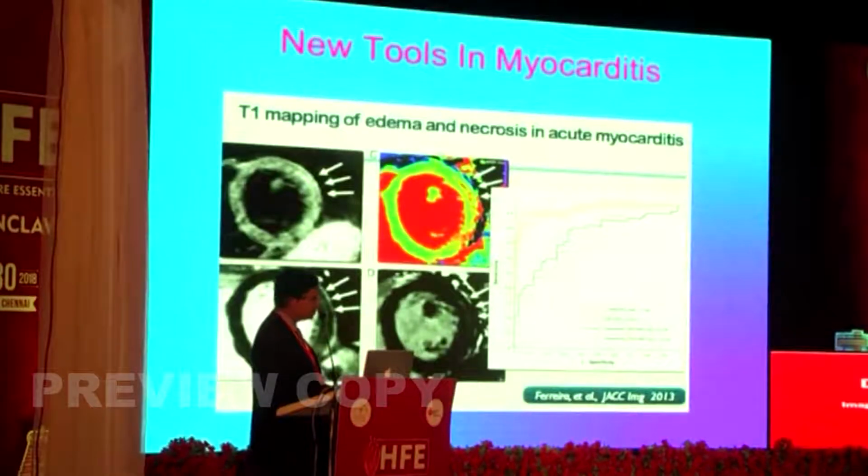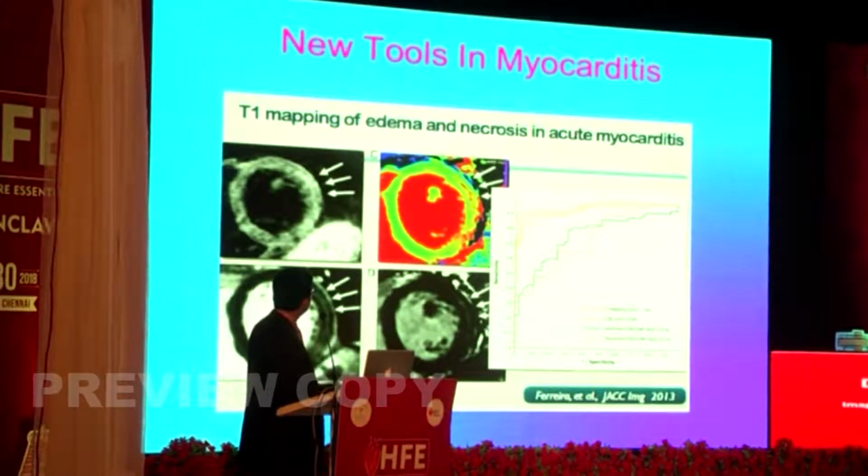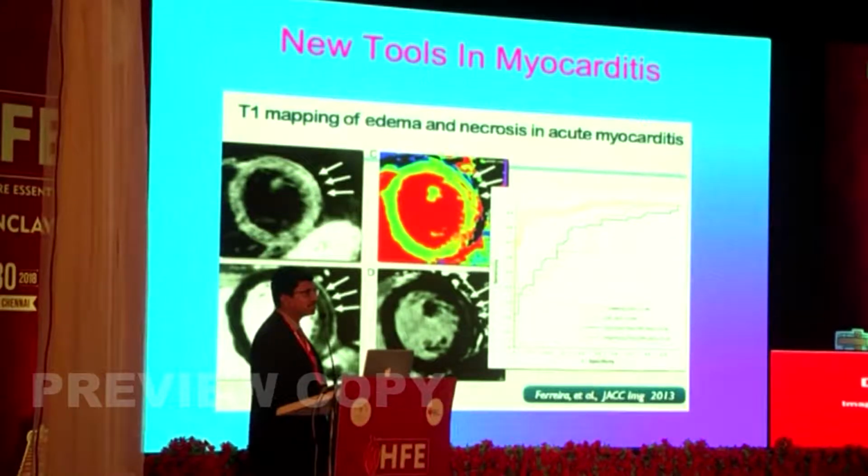And why is it important? It is important because now we have tools like a T1 map, which, if you look at the area under the curve for gadolinium, for T1, for T2, T1 map has the highest area under the curve, and therefore is the most sensitive tool to pick up myocarditis. And again, as I said, it's a 15-minute sequence, no contrast.